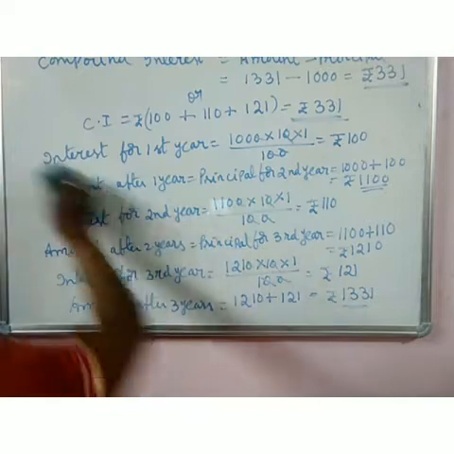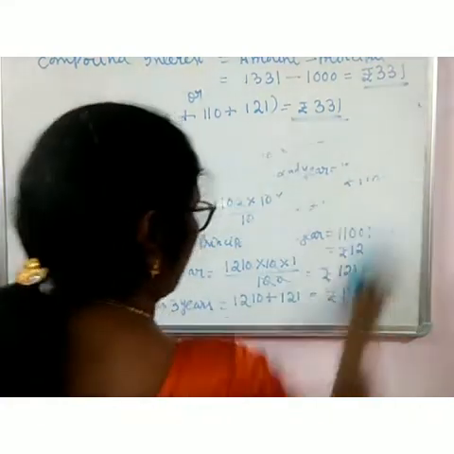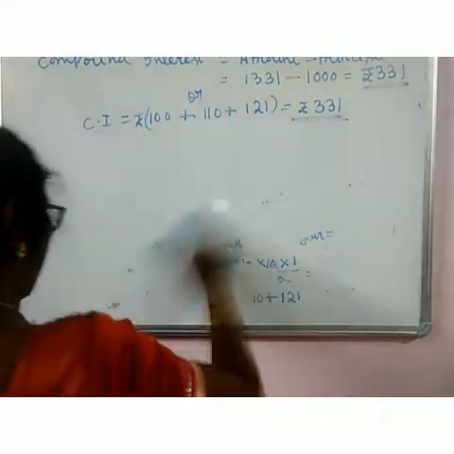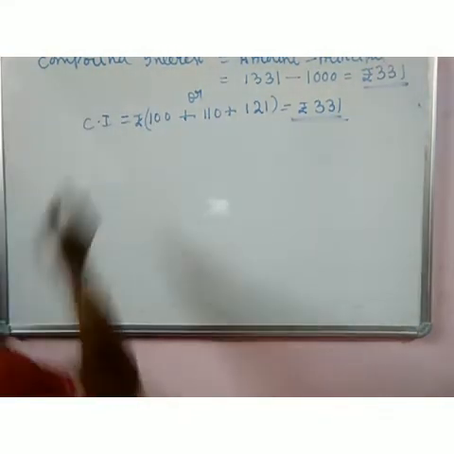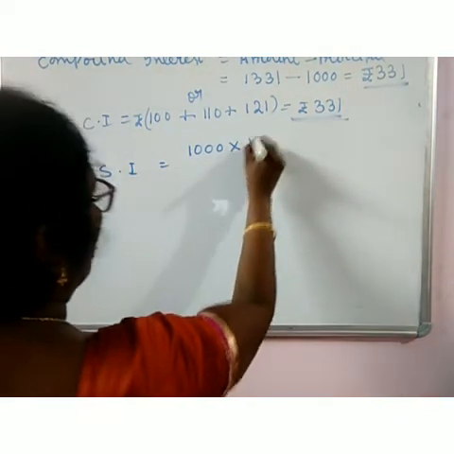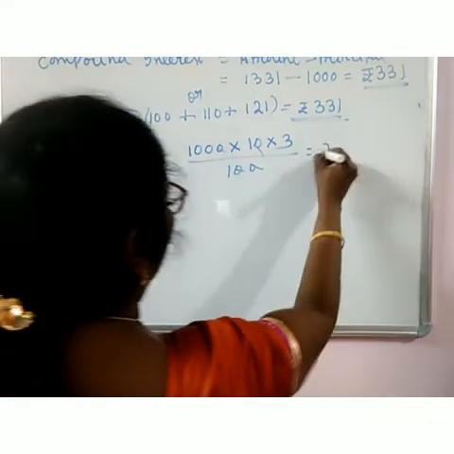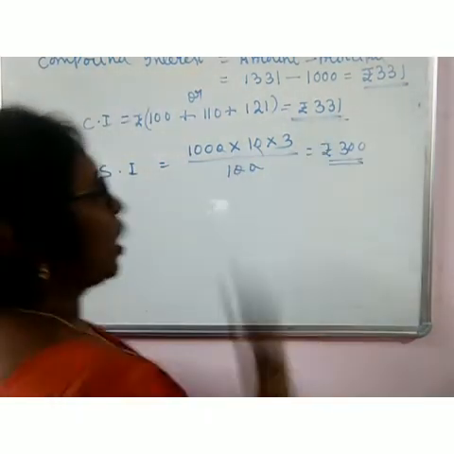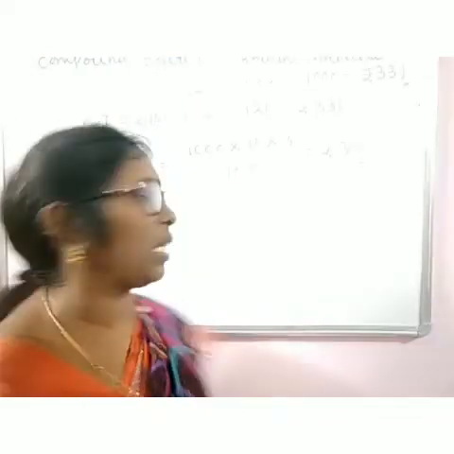If it is simple interest, already you know that simple interest is PRT by 100. That is, for the same question let me find the simple interest, which already you have learned. For the same question, simple interest is P, R is 10, time is 3 by 100. You are getting 300 rupees. If it is simple interest, you are getting 300 rupees. If it is compound interest, you are getting 331 rupees.